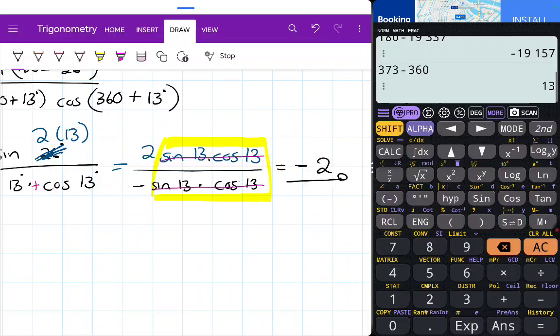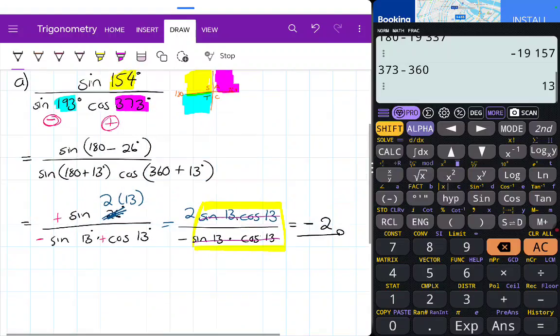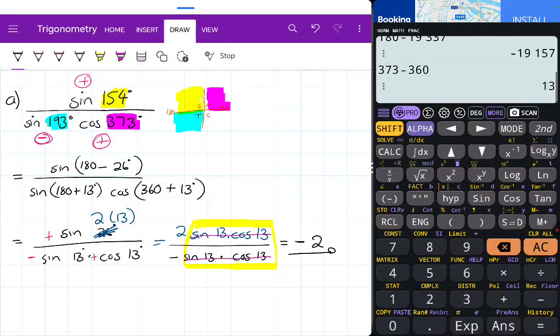And that's it. So what you need to do when you're doing this question, we start off with where is everyone? And are they positive or negative in that quadrant based on the CAST diagram? Once we know that, we can then reduce them by doing the 180 plus or minus, 360 plus or minus. Then we drop our 180s and our 360s, and we put in the signs that we did in the very first step, the pluses and minuses.